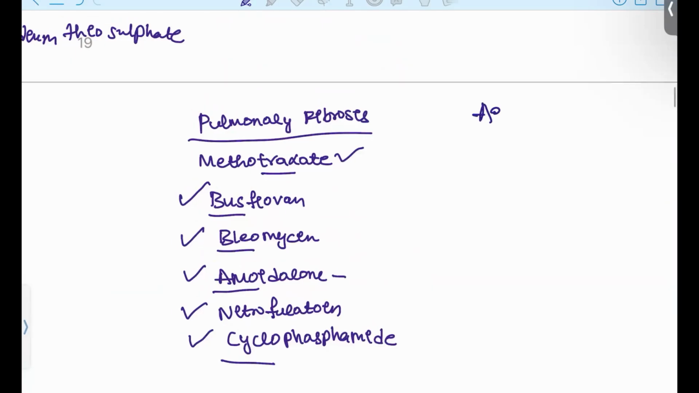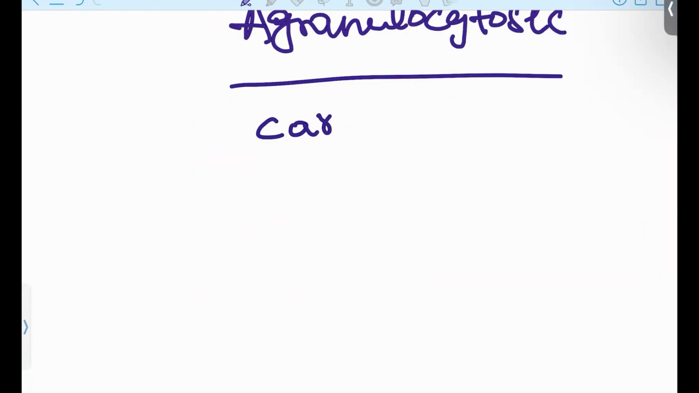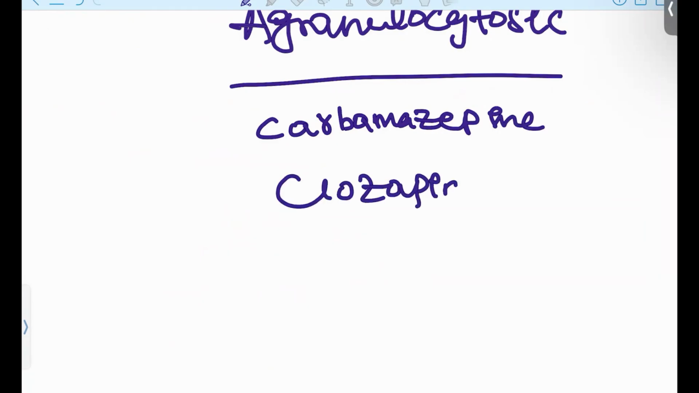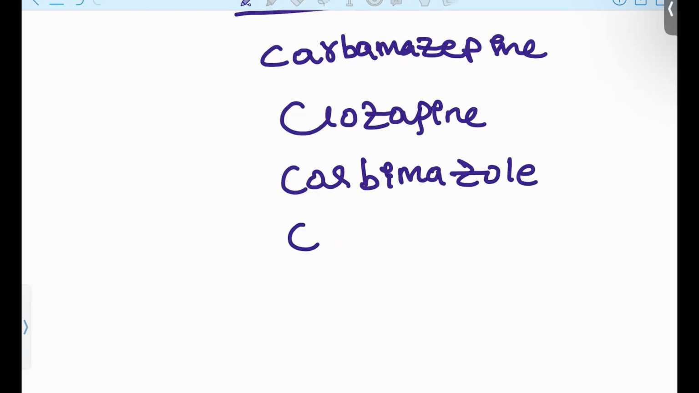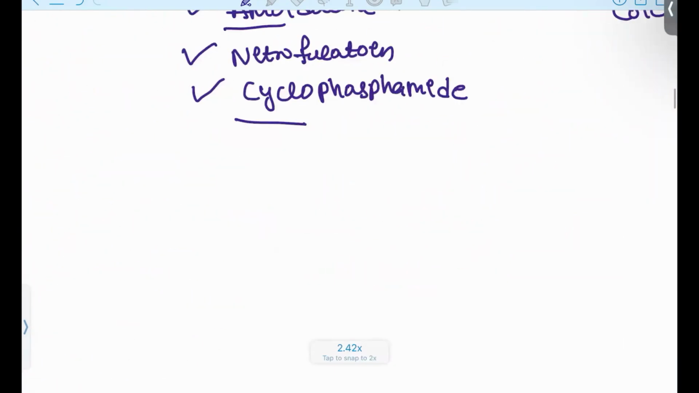And next one is agranulocytosis. Agranulocytosis can be seen with the C type of drugs only. What are those C drugs? One is carbamazepine, an anti-epileptic drug, right? Another one is clozapine, an antipsychotic drug. Or carbimazole. What is carbimazole? Your anti-thyroid drug for Graves' disease patients. And chloramphenicol can also cause agranulocytosis, and gray baby syndrome is also caused by chloramphenicol. Colchicine can also cause this specific side effect. All C drugs, agranulocytosis.